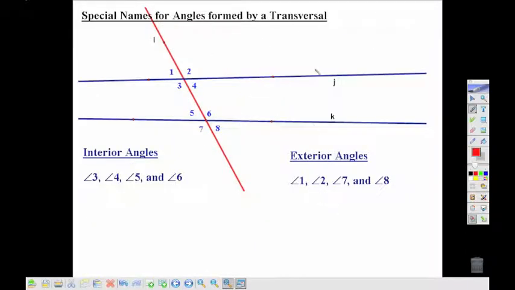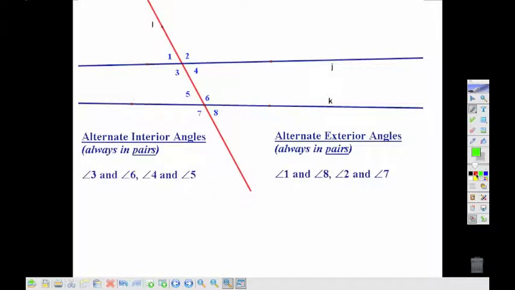Now there are also special names for angles formed by a transversal, so we can look at special pairs. Now first we can look at interior angles, so these are the ones on the inside, interior, and we also have exterior angles, which would be the angles on the outside. But mostly we want to look at special pairs.